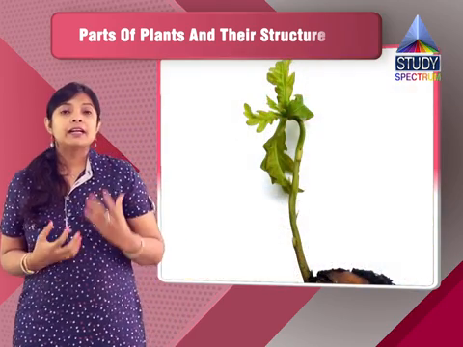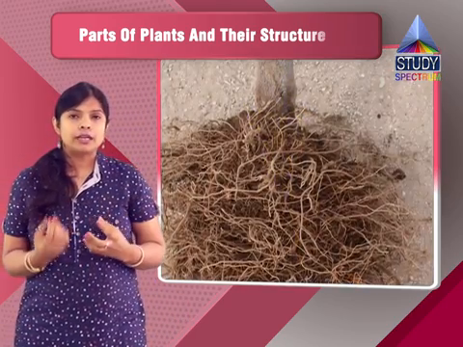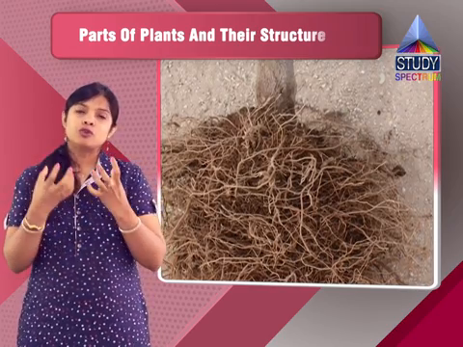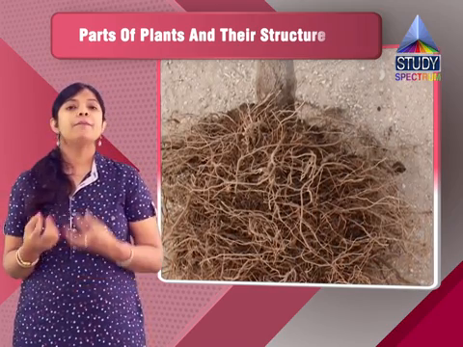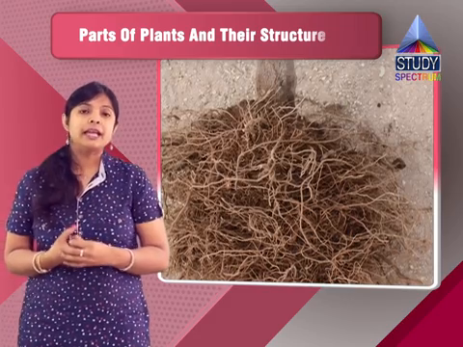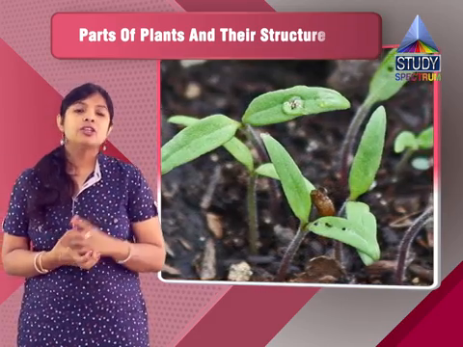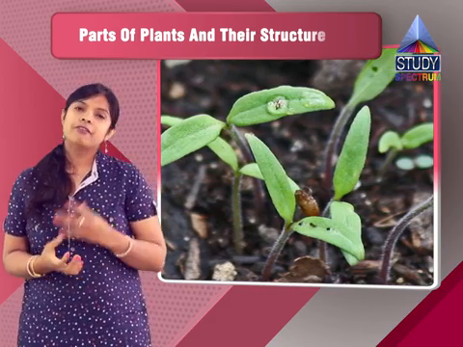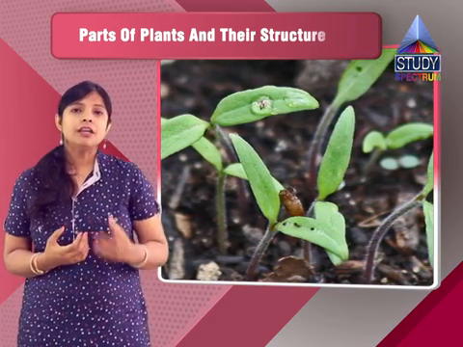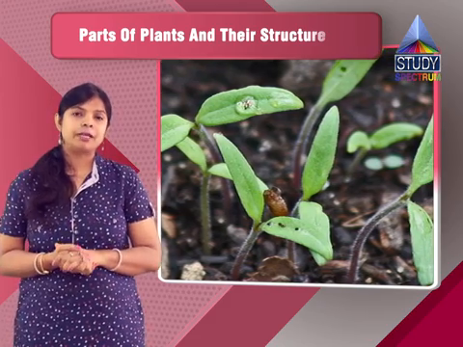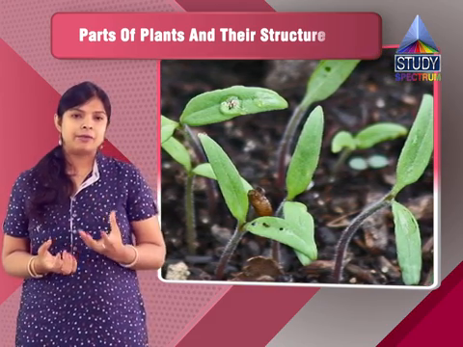Other than this, there are fibrous roots. So what are fibrous roots? In these, all the roots come from the base of the stem of the plant, and they are not very long and they form a bushy structure. So these kinds of roots are called fibrous roots. Now that was all about the root of the plant. Now the stem of the plant.